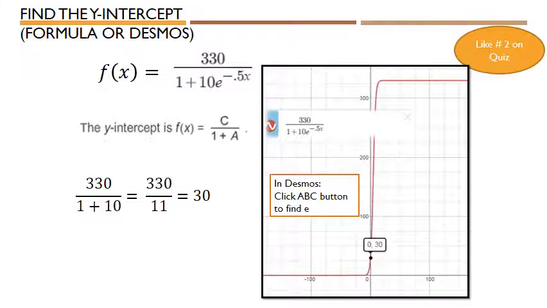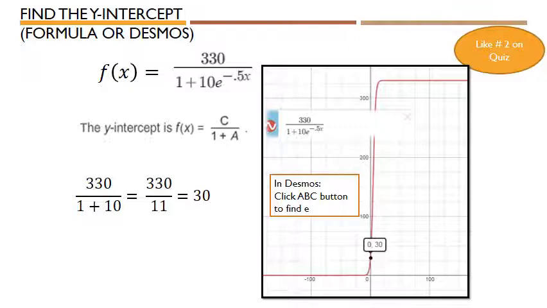So this one is just like number 2 on your quiz. You're given this formula, but the y-intercept formula, remember, you're not going to be given that. You have to have it written down. You have to write those formulas down. So if you need to rewind this video and get those formulas, please do that.